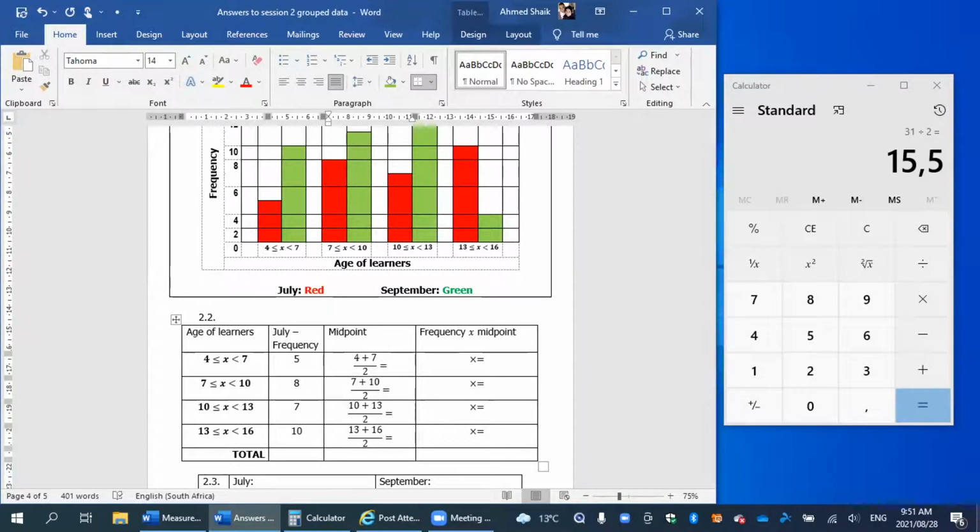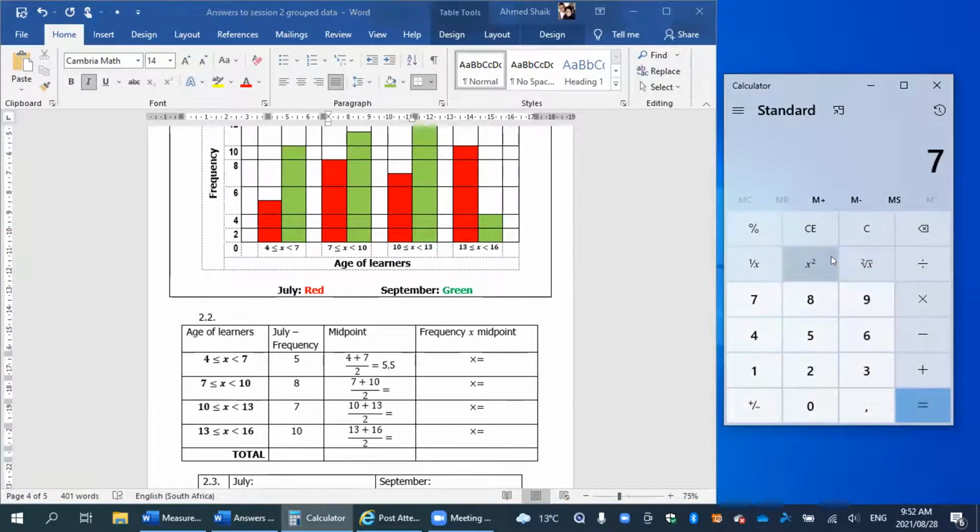Okay, let's work out our answers. So we've got 4 plus 7 divided by 2, and that gives us 5,5. Our second answer is going to be 7 plus 10 divided by 2, and that gives us an answer of 8,5.